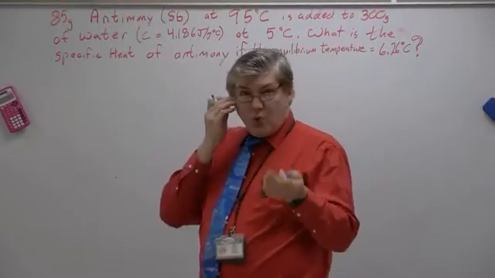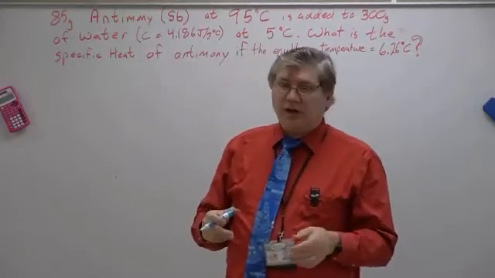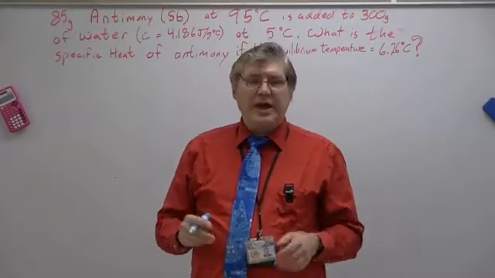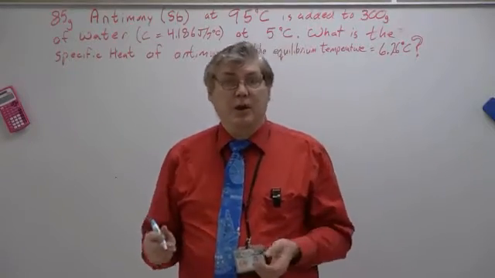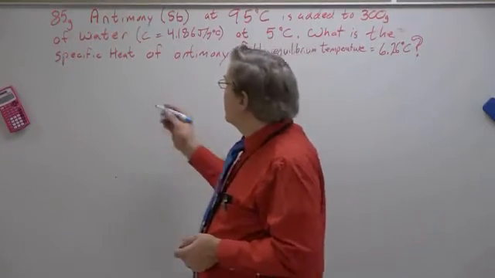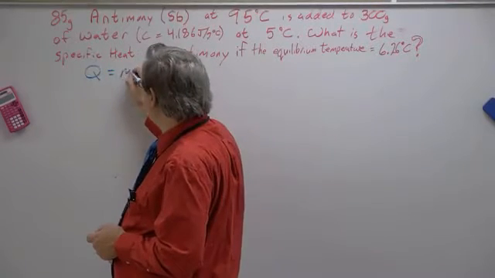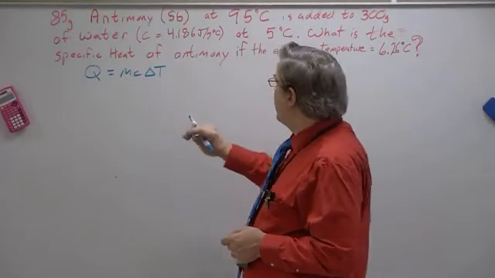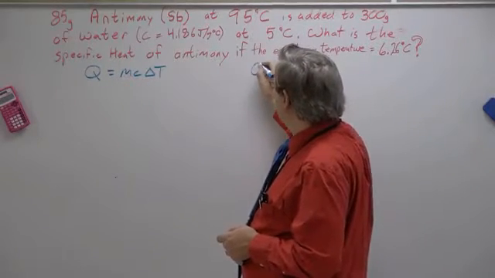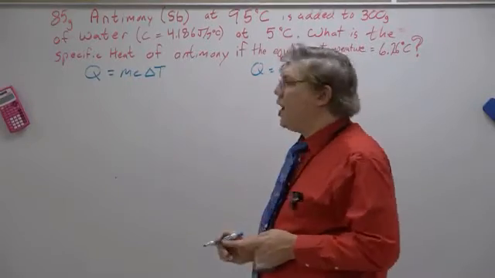So the first thing you should do is write all the information down that you know. You should always do this unless you've done this problem 100 times. And even if you have done this kind of problem 100 times, writing it down is still helpful to avoid mistakes. So what we're going to do, we're going to solve this problem, Q equals MC delta T for the antimony, and then also Q equals MC delta T for the water.